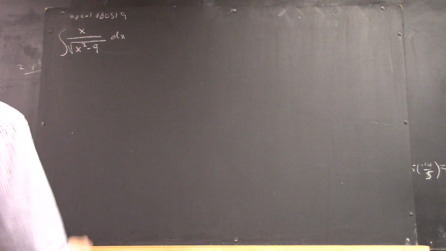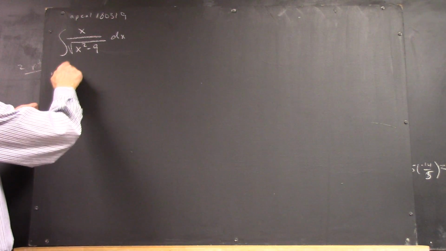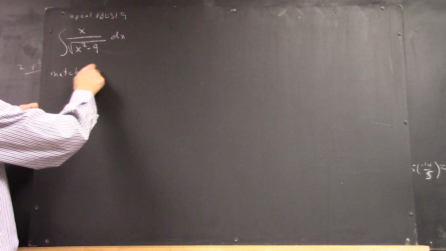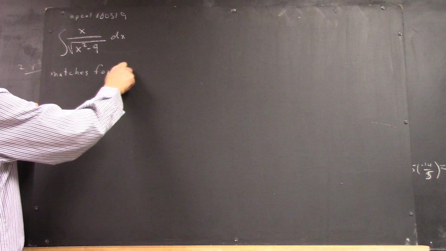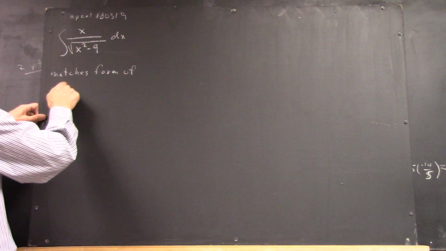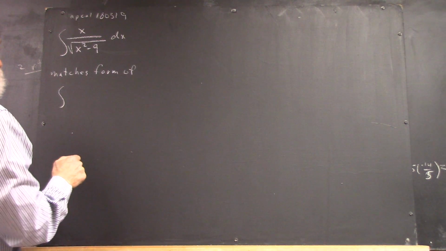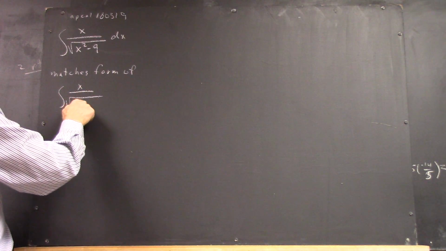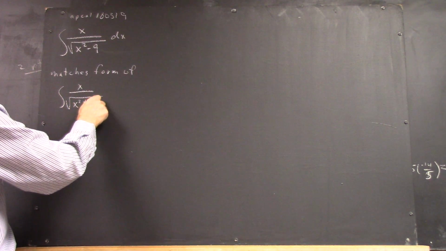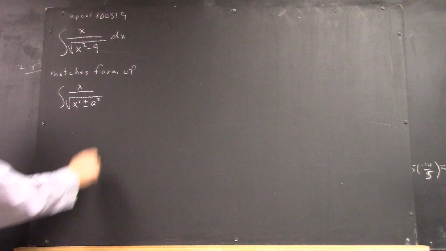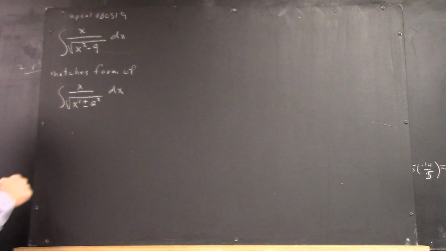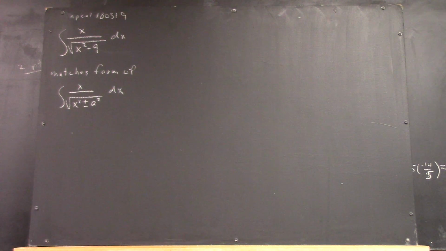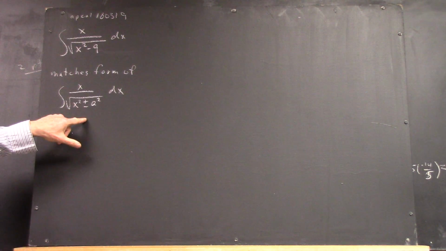Okay, well, this matches the form of the integral of x over the square root of x squared plus or minus a squared, right? Okay, and of course this integral is given in a table.